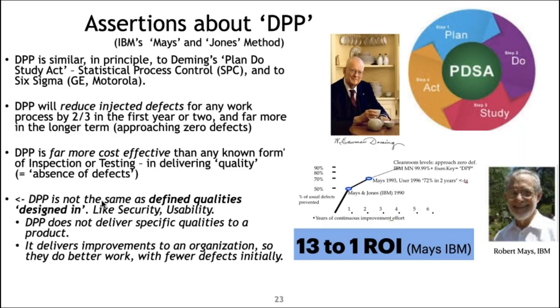Now, defect prevention process is not the same as designing in qualities, like designing in security, designing usability. It is reducing the defects, which are simply violations of any standard or rule, like be clear, that you have. So, it's not the only technique we need to get qualities in the system. We need to learn how to design. But it does have a 13-to-1 return on investment, which might get the financial director interested in financing it.